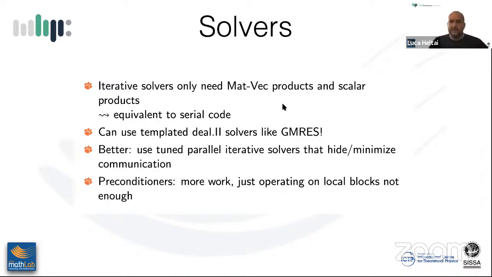So we will use the concept of index sets, which are sets of indices that we own. And we will need two different types of vectors, one for reading and one for writing, and we will go into the details of this later on.